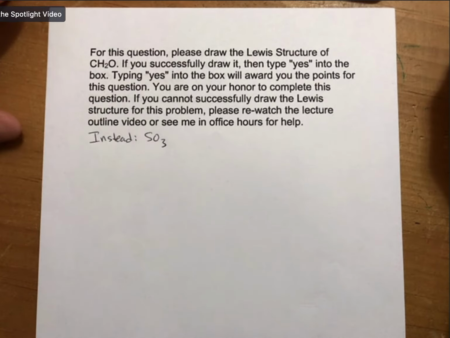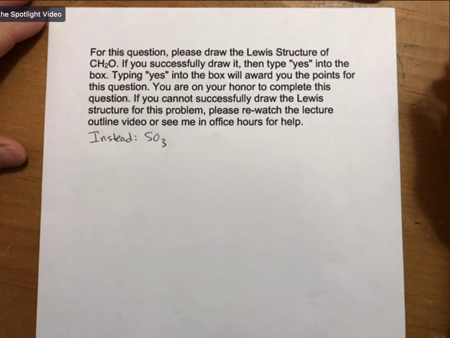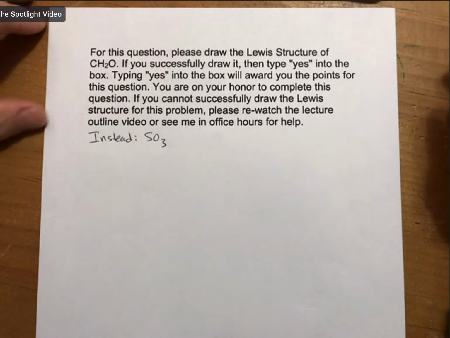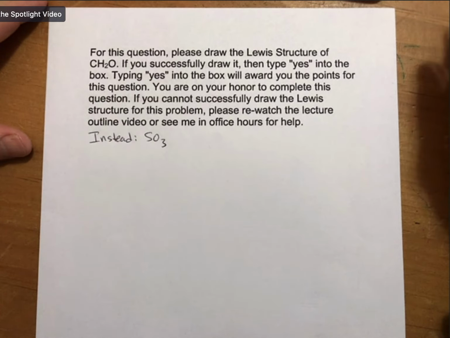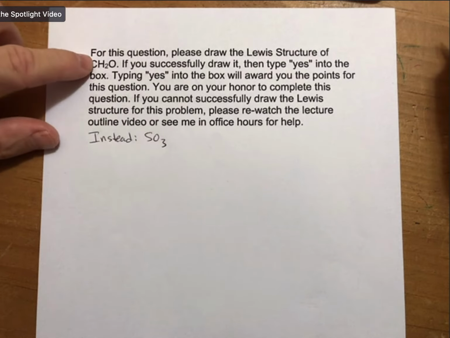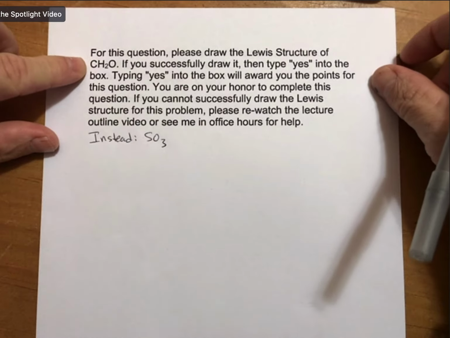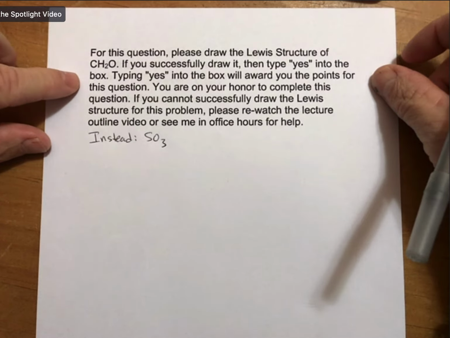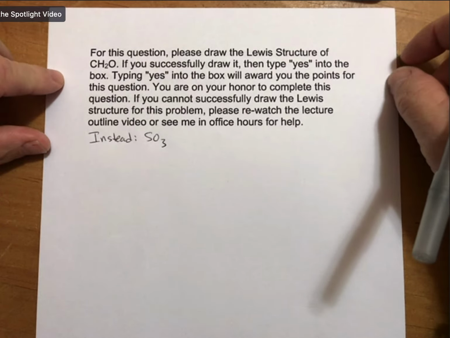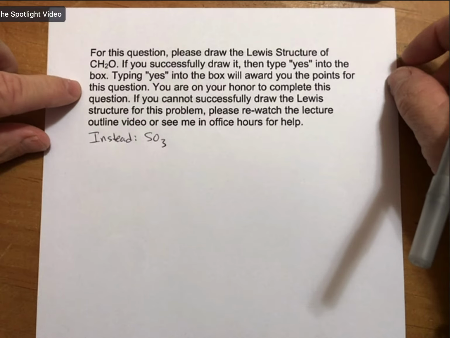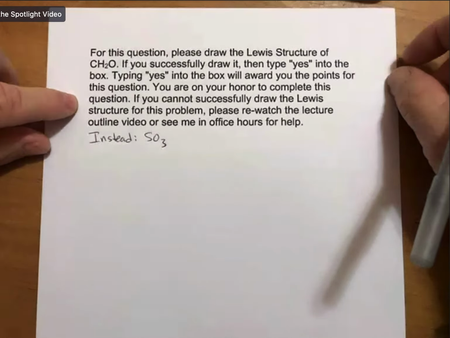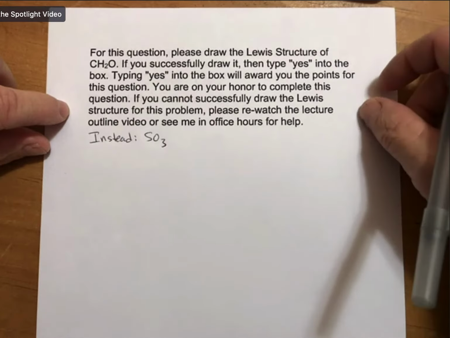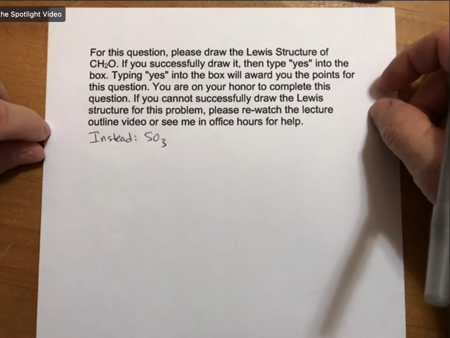Okay, so this is the first problem on this week's homework. It says, for this question, please draw the Lewis structure of CH2O. If you successfully draw it, then type yes into the box. Typing yes into the box will award you the points for this question. You are on your honor to complete this question. If you cannot successfully draw the Lewis structure, please see me or rewatch the lecture outline videos.